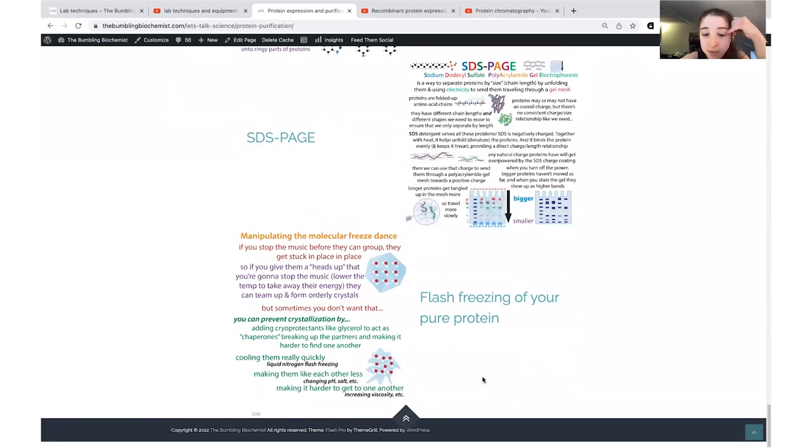And then flash freezing of your pure protein. Typically we add a little bit of cryoprotectant, something like glycerol. Then we flash freeze it in liquid nitrogen, so we cool it really quickly, because we don't want ice crystals to form inside of our protein and damage it.